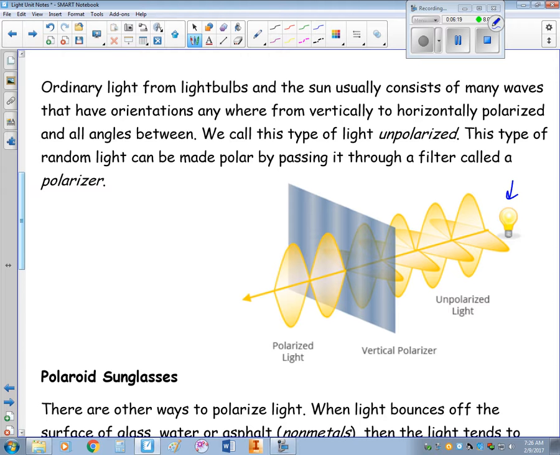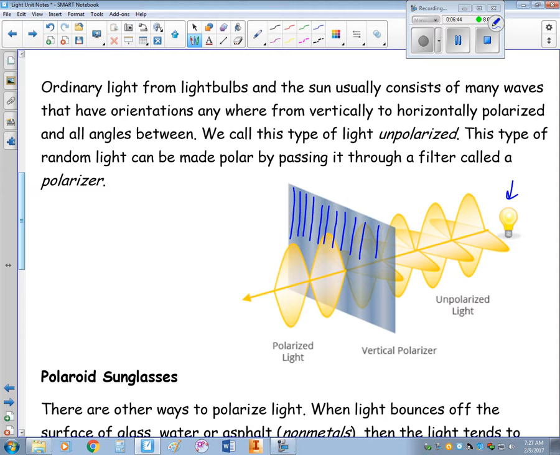We can pass this light through a filter called a polarizer. So what a polarizer does is it's like a paper with a million different slits, if you will. So the light that is lined up with that slit will pass through it. And what we're left with is polarized light. So this light is only vertically polarized.